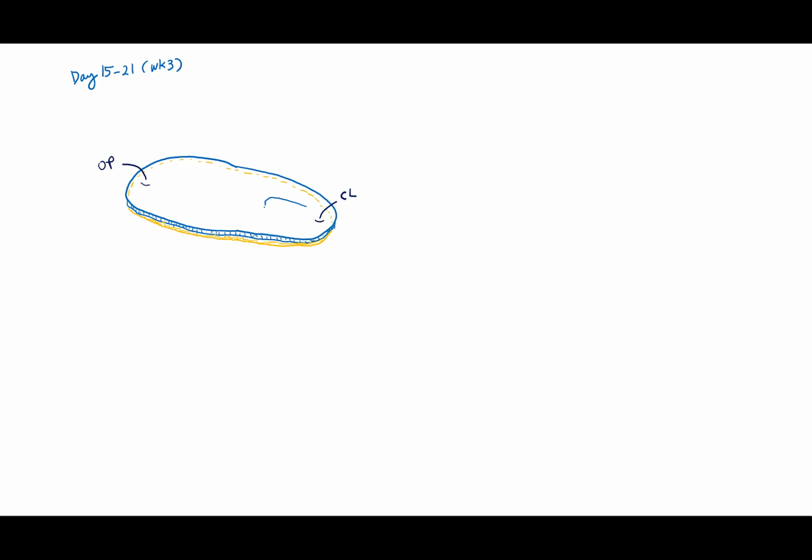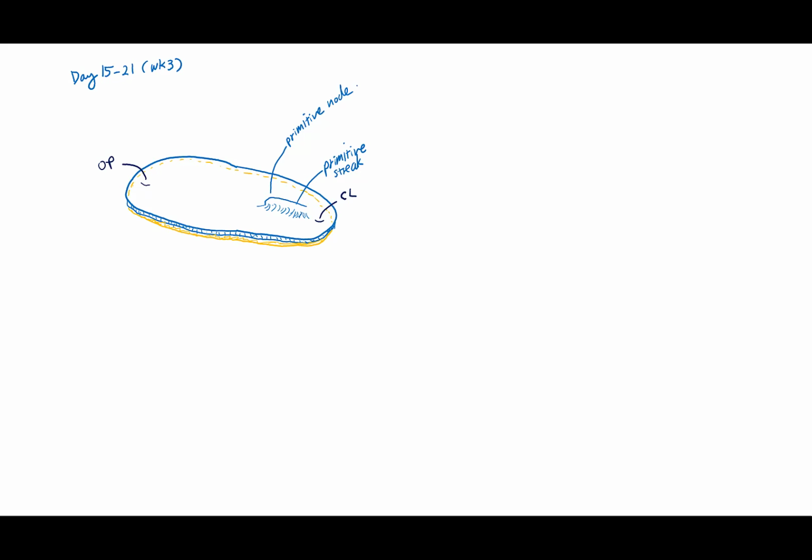Between day 14 and 15, we start to develop a raised longitudinal ridge within the epiblast cell layer called the primitive streak. This occurs by rapid cell division of epiblast cells. The rounded cranial end of the primitive streak is called the primitive node.